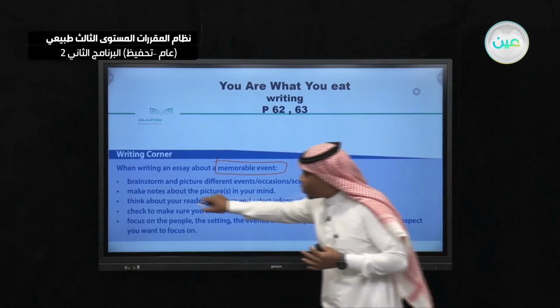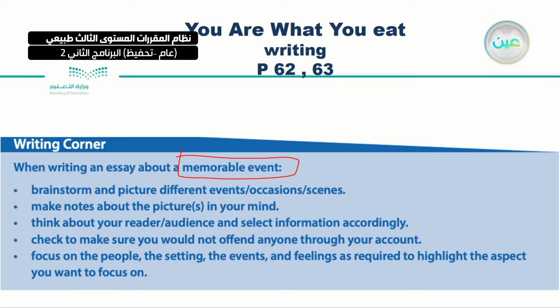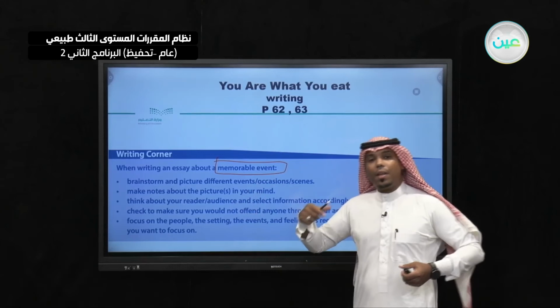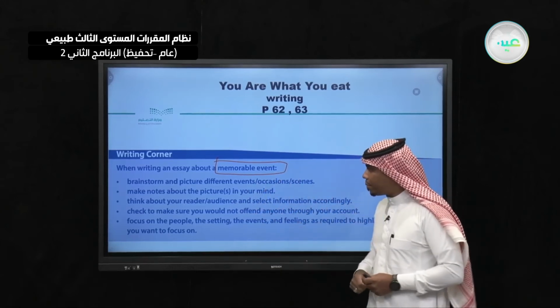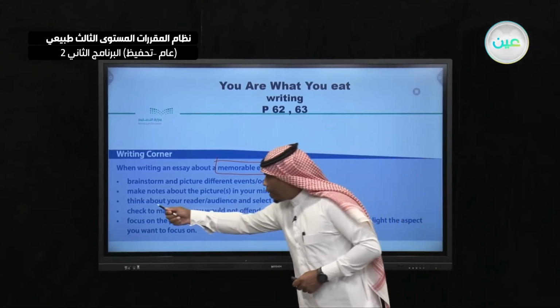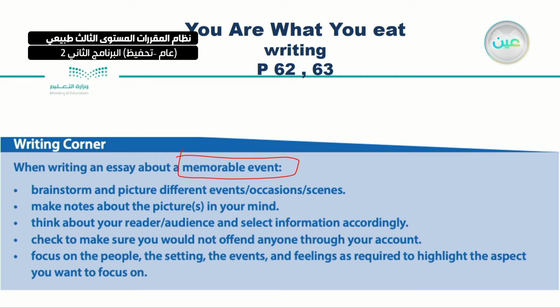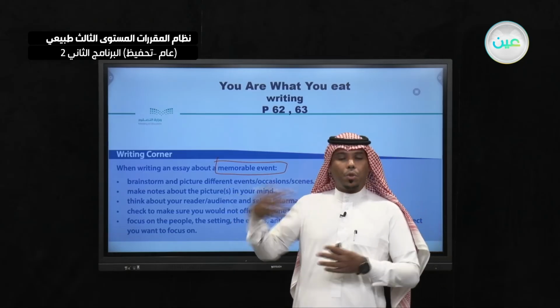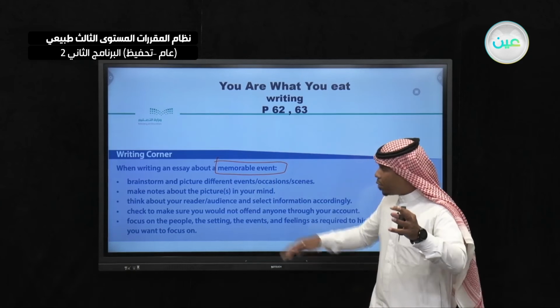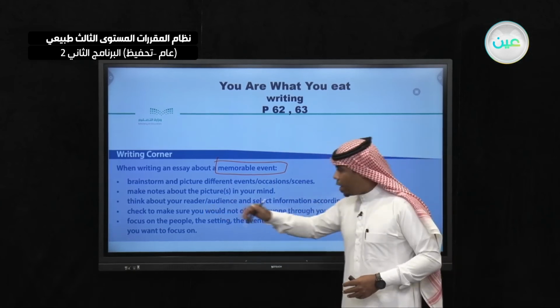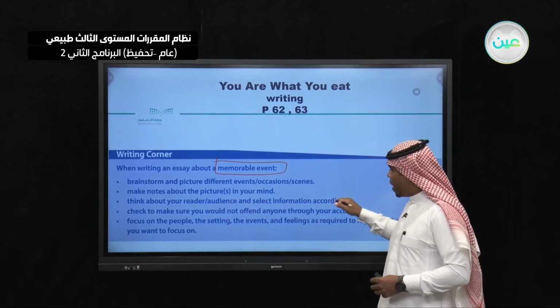And you have to make notes, okay: the time, the place, the people, the kind of food or something like that, and why this occasion is unforgettable, for example. Then, think about your reader and audience. Of course, when you write something, a description to someone, to the audience or to someone to read it, you have to think about this one. Why? Because you select information accordingly.